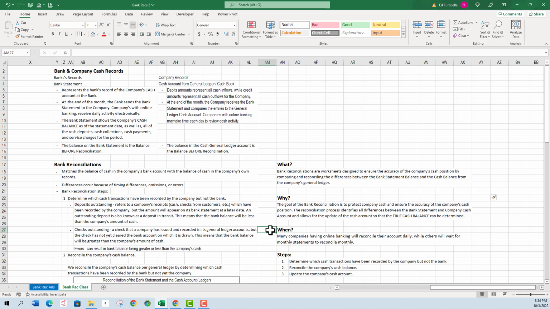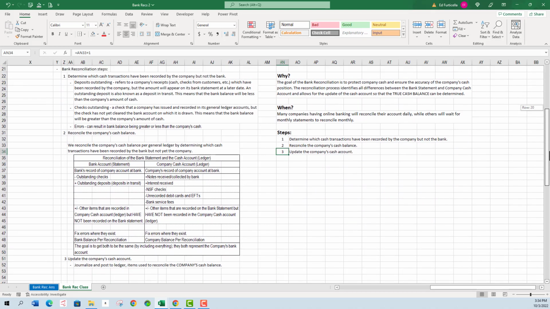The bank reconciliation process includes 3 steps. Step 1 calculates the bank balance per reconciliation. Step 2 calculates the company cash balance per reconciliation. Step 3 updates the company's cash account by journalizing and posting the reconciling items for the company.